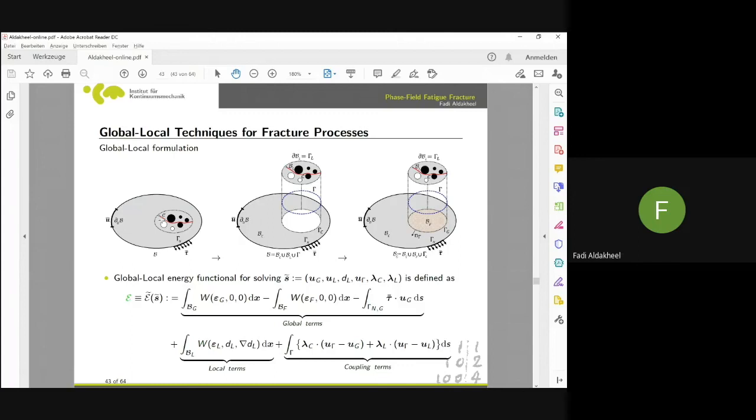The nonlinearity is only in this small area, a local area. So if the nonlinearity or the difficulty in the problem is in a small area compared with a huge structure, then one can use the so-called global local approach. How this works is like that: if you have the nonlinearity in this area, you can take it out from the real geometry. If you have only this alone and this alone, you have another problem than this geometry, so you have to couple them at the interface.